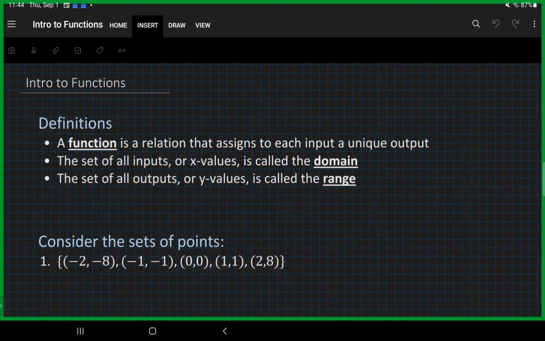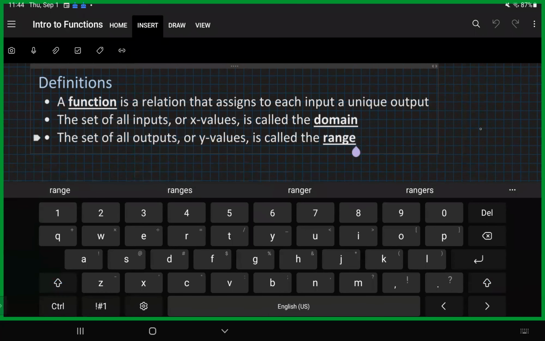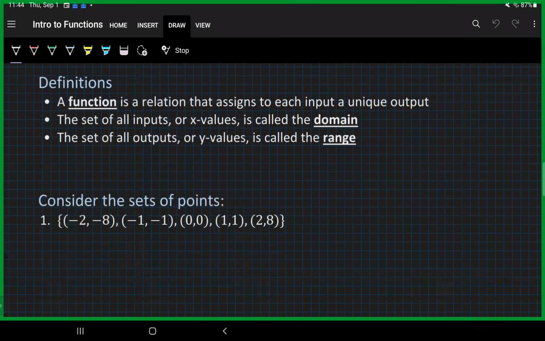So in this video, we are going to talk about functions. We're going to start off with a definition, and we're going to have a couple of quick examples. And then we're going to look at graphs and see how it ties into stuff that we're going to be working on in class.